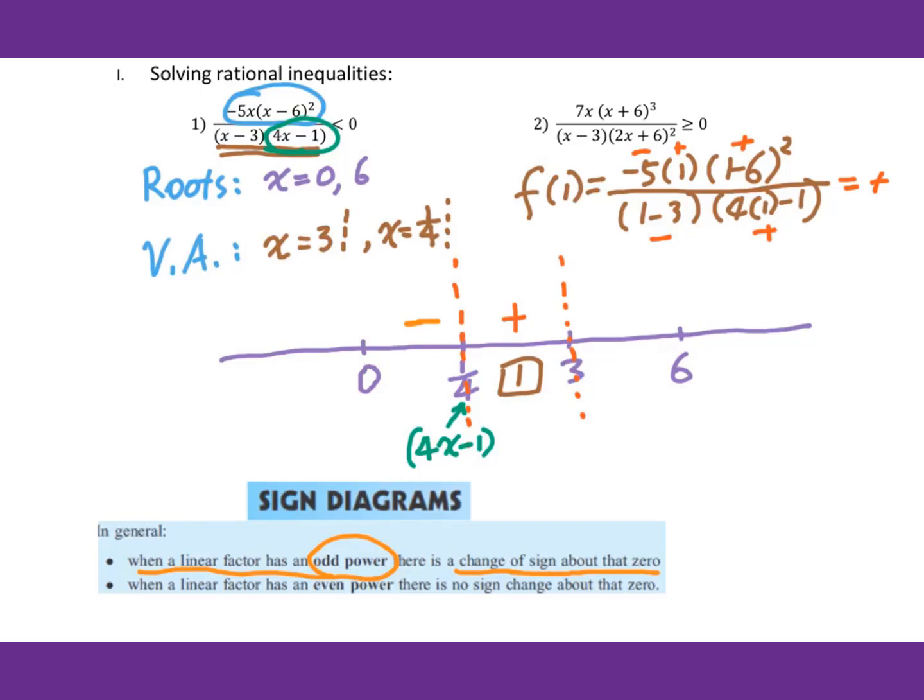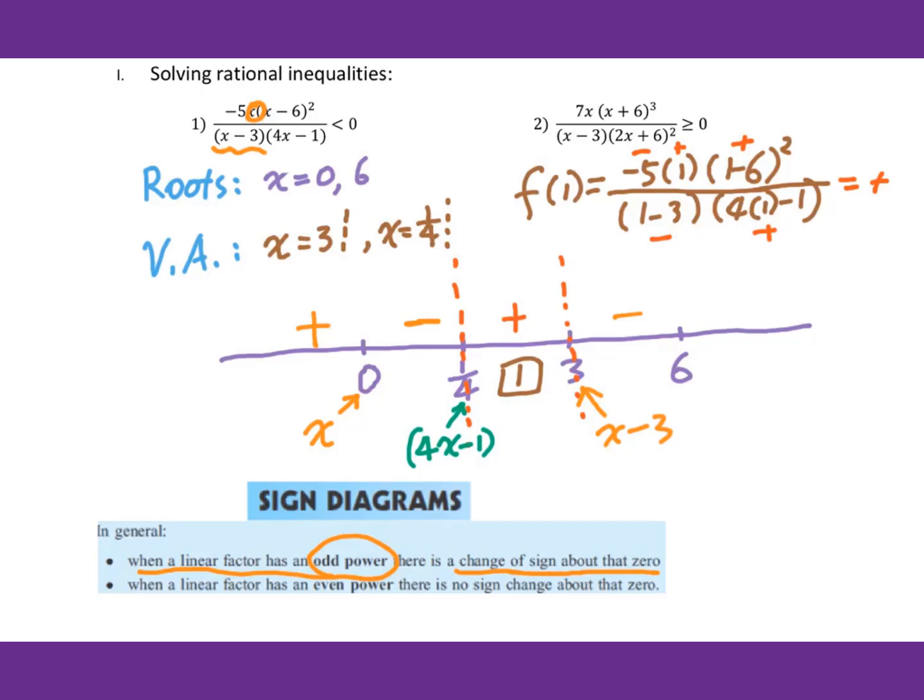For 0, I got 0 from the factor x. It is still a single factor, so the sign changes. For this 3, I got it from x minus 3, so you get a sign change. That's why it's negative.